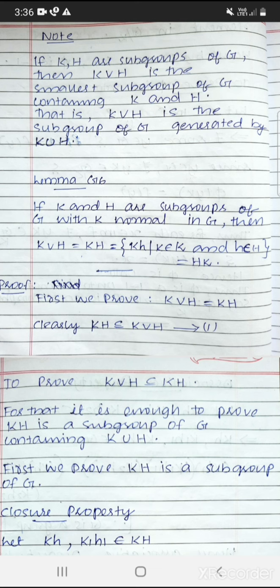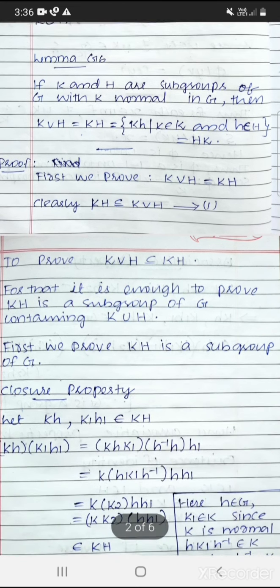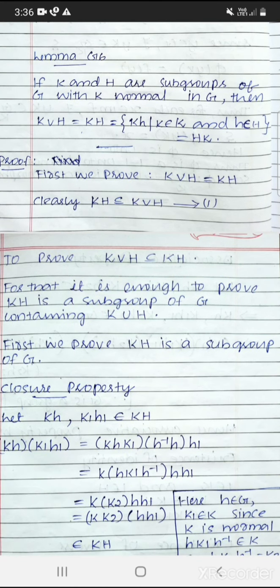So now we need to prove the reverse, that is K join H is contained in KH. For that, it's enough to prove KH is a subgroup of G containing K union H. So we need to prove that this KH is a subgroup of G containing K union H, that is, both the elements from K and H. So we need to prove KH is a subgroup of G.